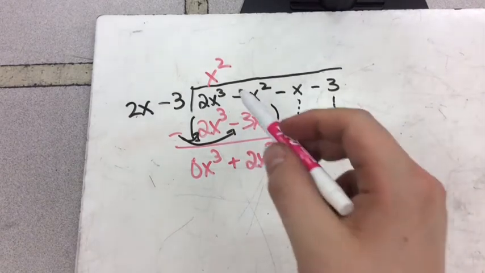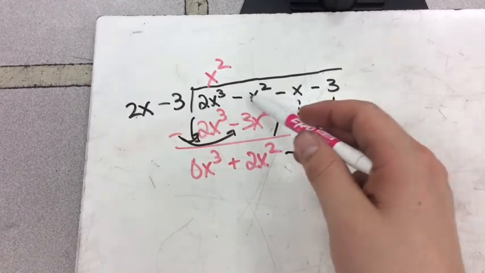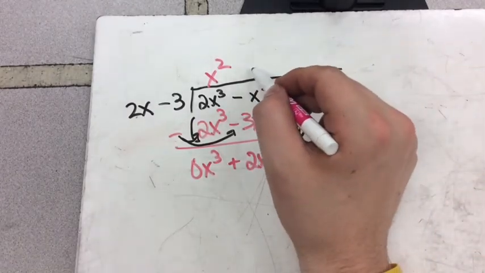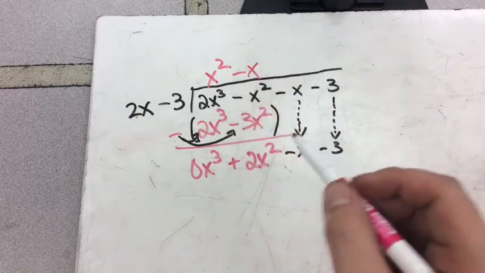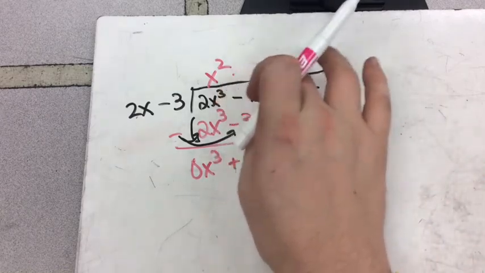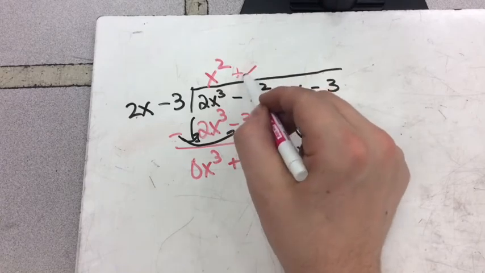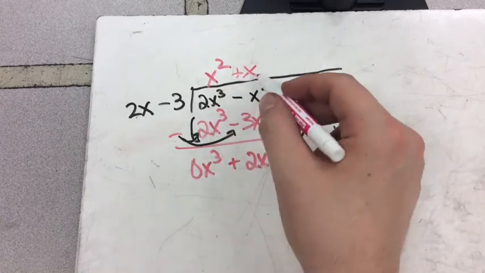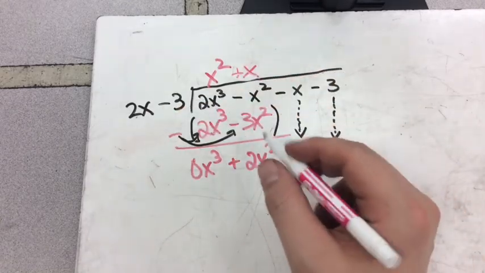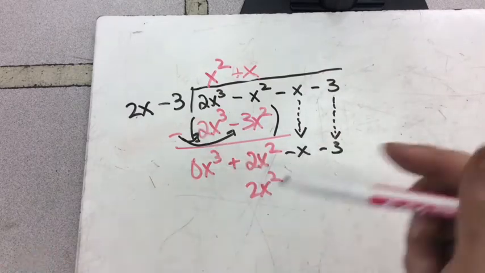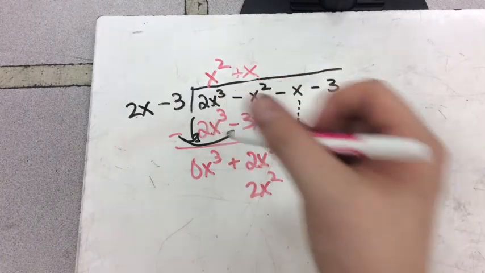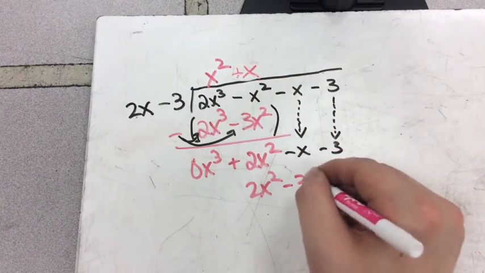Okay, now I ask, 2x times what will give me x squared? That's just going to require an x. Oh, no, I'm sorry. I'm trying to make just 2x squared. So, positive x. X times 2x is 2x squared. X times negative 3 is negative 3x.